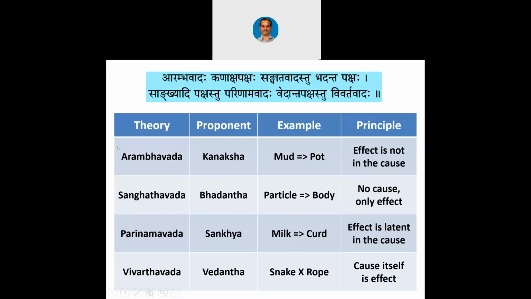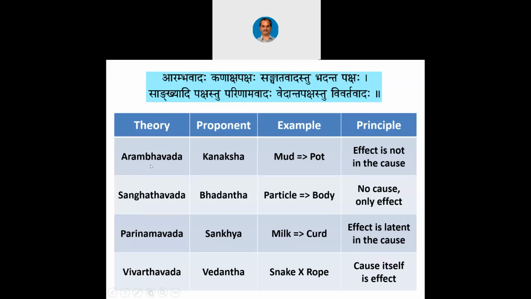Arambhavadaha Kanakshapakshah. There are these four vadas, four arguments, or four opinions we can say. Arambhavada is by Kanakshapakshaha, Kanada and Akshapada. Gautama is also called Akshapada. Kanada is the proponent of Vaisheshika, and Akshapada or Gautama is the proponent of Nyaya. Kanada and Akshapada together make the word Kanaksha here. They have an opinion called Arambhavada. Arambha means beginning.